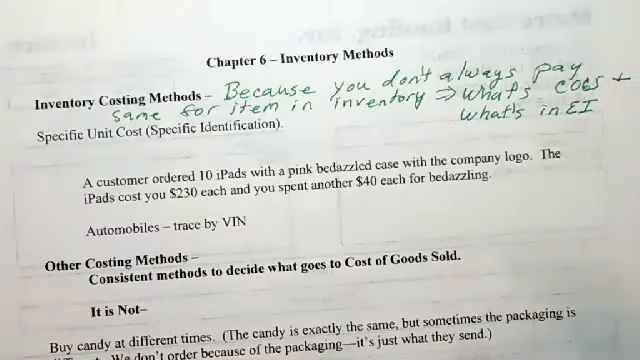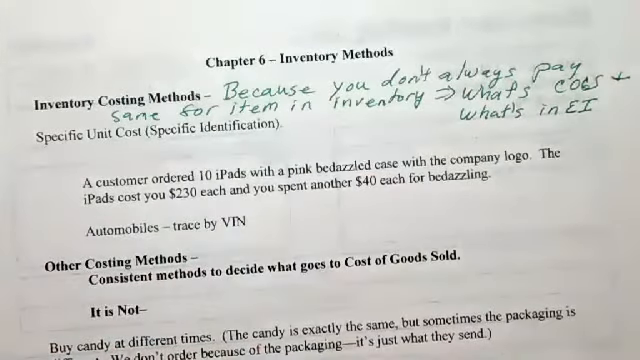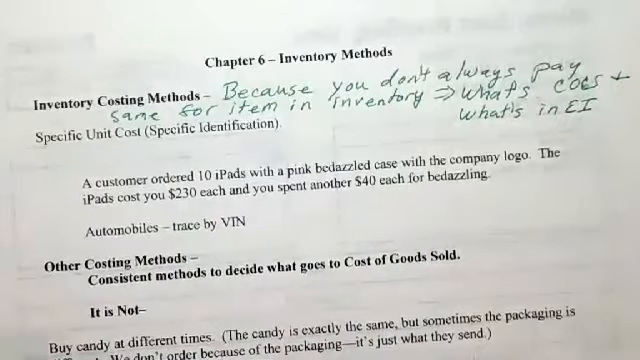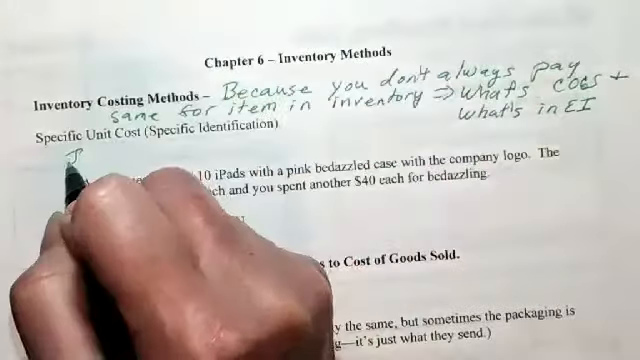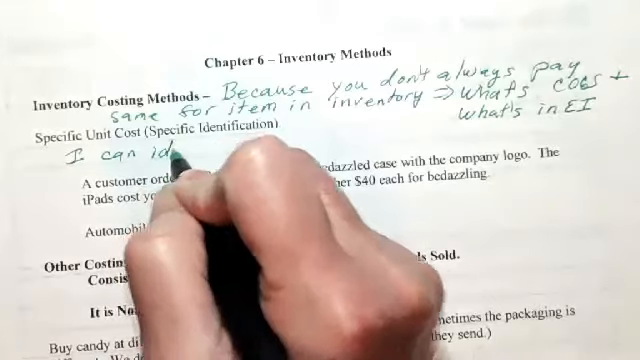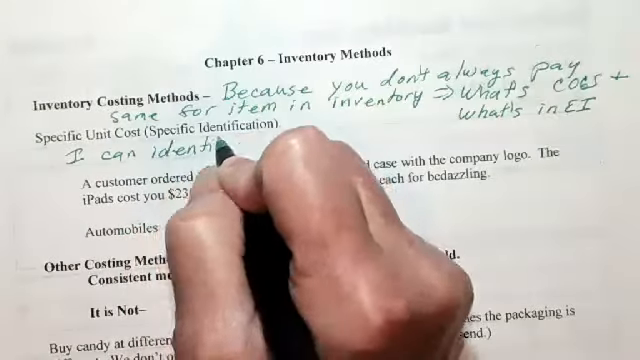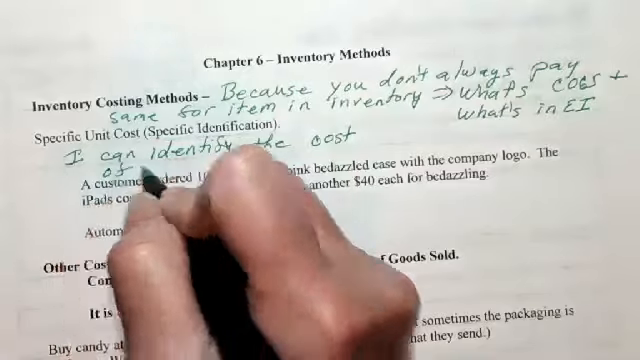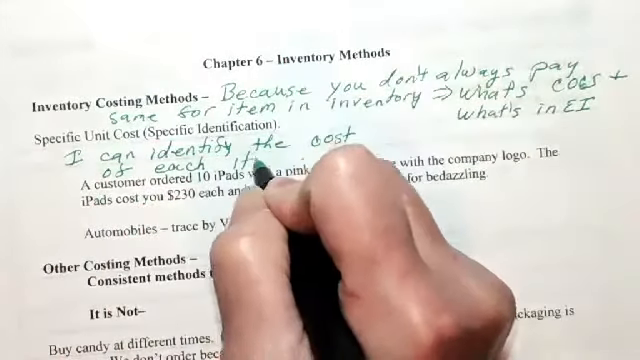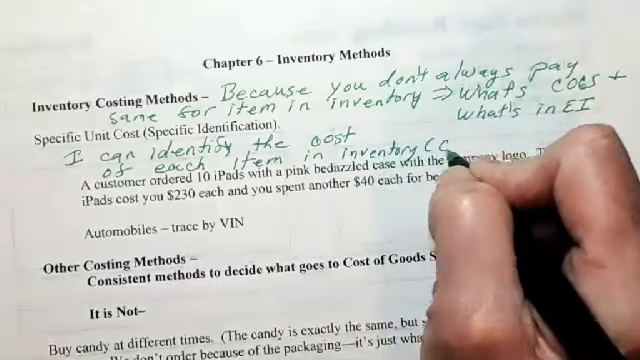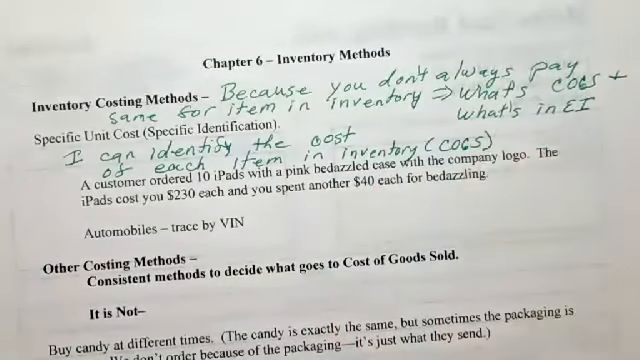The way we've done it so far, though we really haven't talked about it, is a specific unit cost, which means I can identify the cost of each thing in my inventory. That's why it's called specific identification. And if it's in your inventory, that's also cost of goods sold.